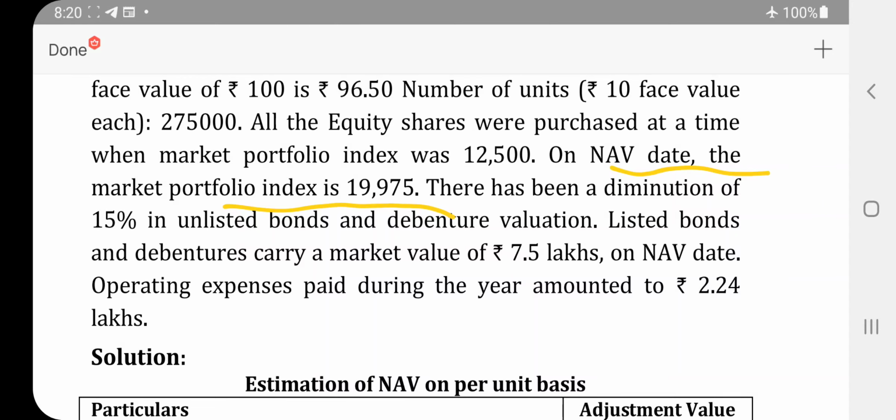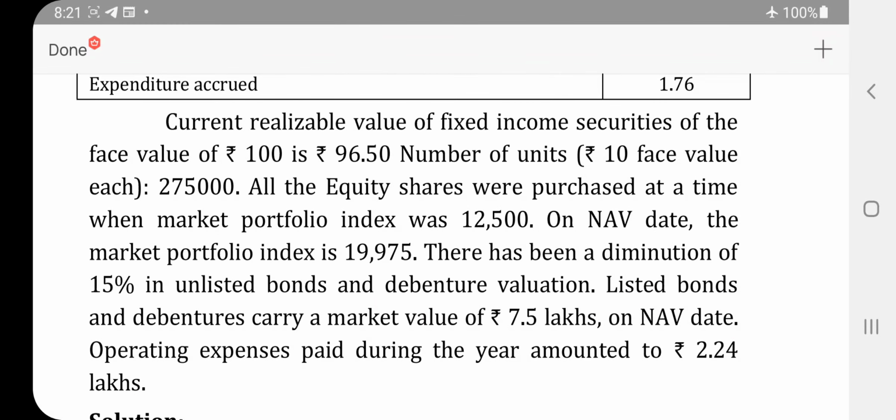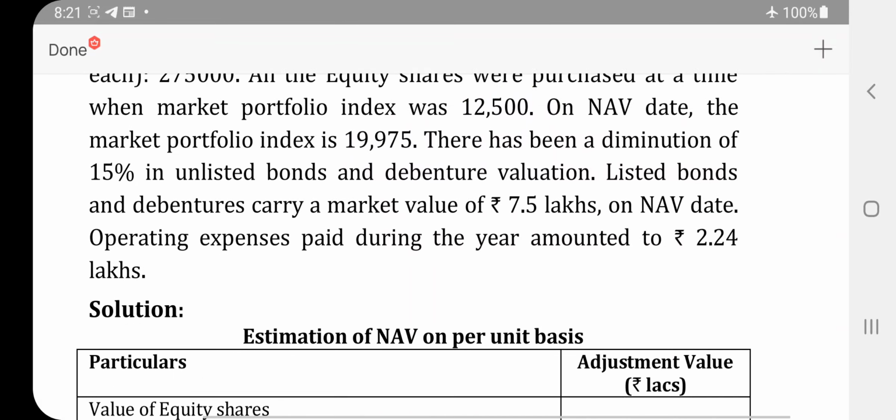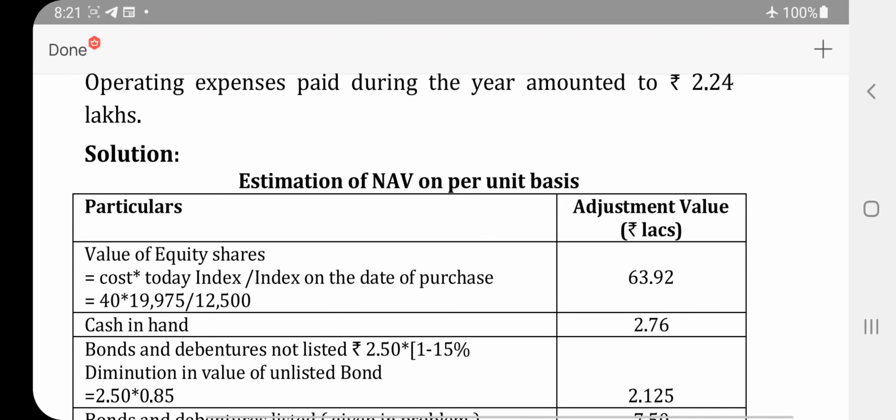19,975, and one more thing, the index on the date of purchase. So the index on the date of purchase is 12,500. And today's index, what we can call the market portfolio index, is 19,975. So if you calculate the cost multiplied by today's index divided by index on the date of purchase, you will get 63.92. 40 into 19,975 divided by 12,500, you will get 63.92.